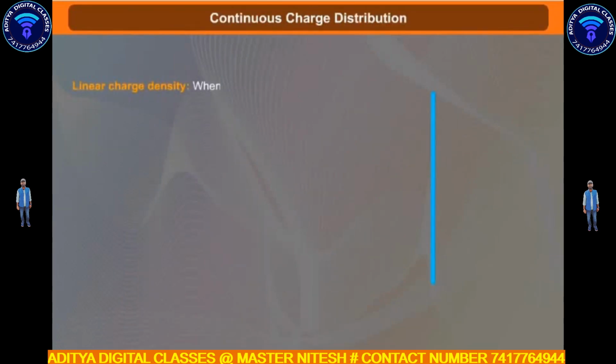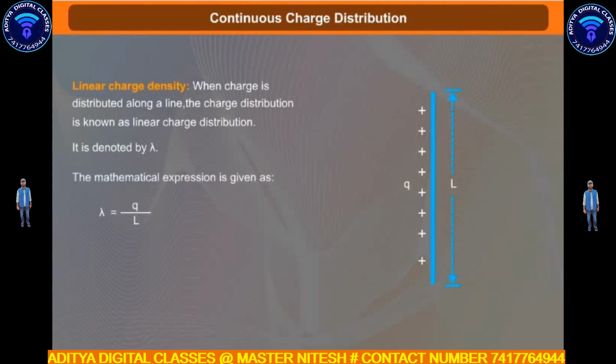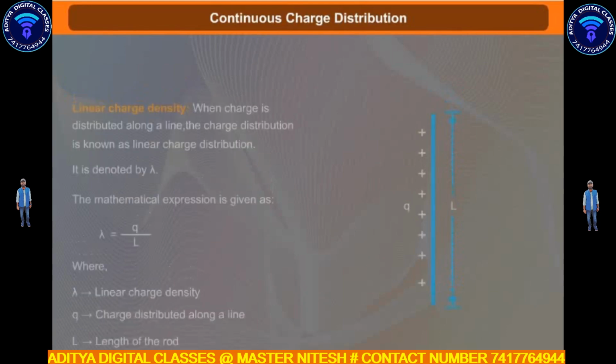Linear charge density. When charge is distributed along a line, the charge distribution is known as linear charge distribution. It is denoted by lambda. The mathematical expression is given as lambda is equal to Q by L, where lambda is linear charge density, Q is charge distributed along a length, and L is the length of the rod.